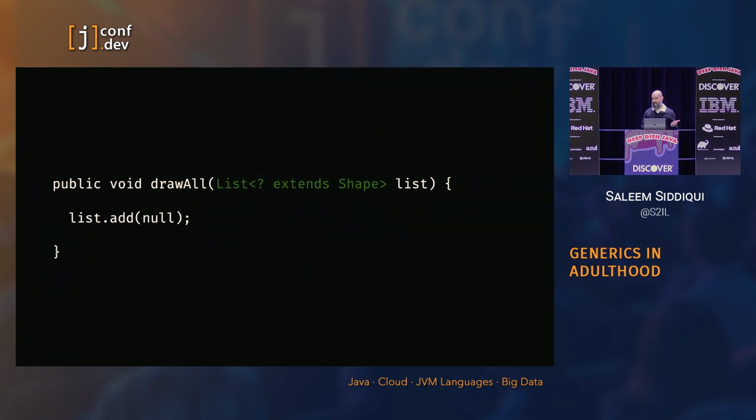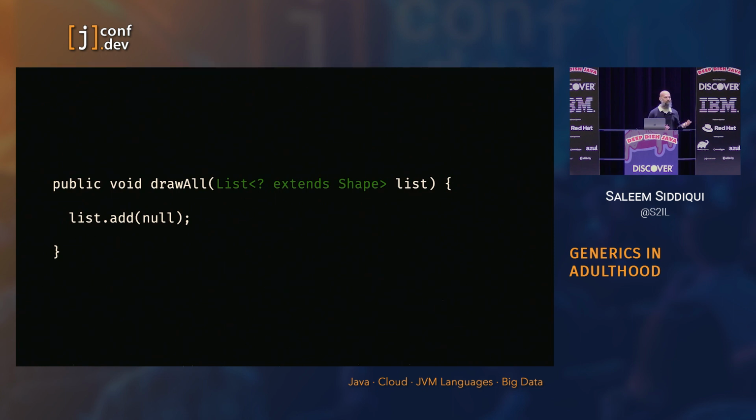However, this is again back to the null, this is always allowed. Nulls are the things that are the subtype of everything, so even though the method says wildcard extends shape, you can add nulls to that. And the compiler passes that because it says, hey, I don't know what the class is going to be, but I'm pretty sure null is going to belong to that class because null belongs to every class.